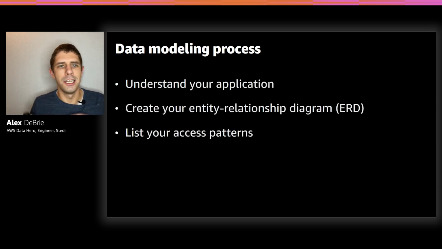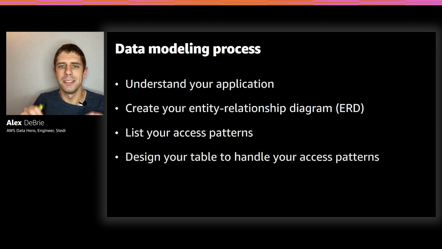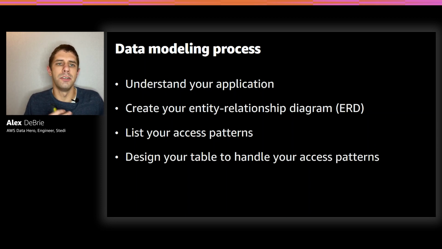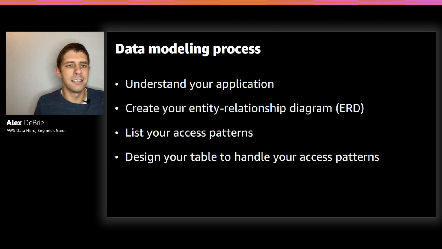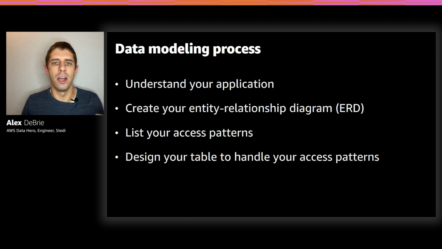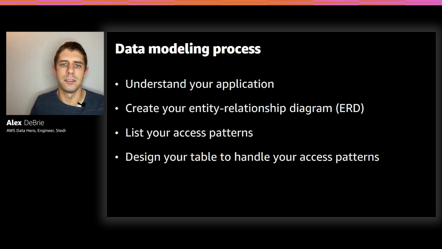So once you've listed your access patterns and listed all those out, then you need to design your table specifically to handle those access patterns. And you just work through your access patterns and think, how do I handle this? What's the primary key I need to use here? Do I need to add a secondary index here to handle this? And the nice thing is, this is all before you write a single line of code. You can do this with pen and pencil. You can do this on your computer.